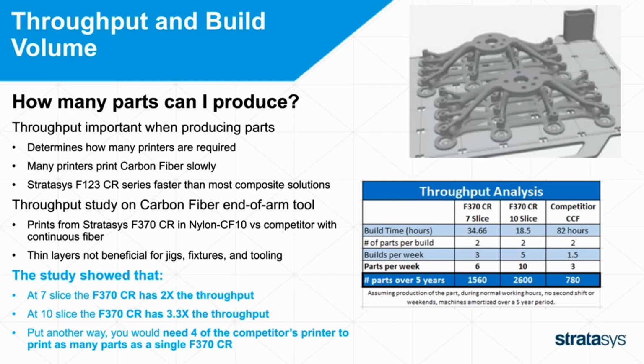And so basically, the F370CR at 7 thousandths of an inch layer heights has twice the throughput of the competitor. And at 10 thousandths of an inch layer heights, it has 3.3 times throughput. So if you put that another way, you would need 4 of the competitors' printers to print as many parts as you could off of a single F370CR. And so that makes a difference with just running one printer, or do you need 4 printers? And there's a cost that's incurred with having more printers.